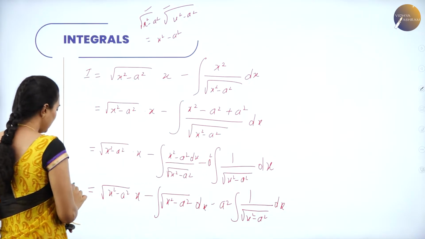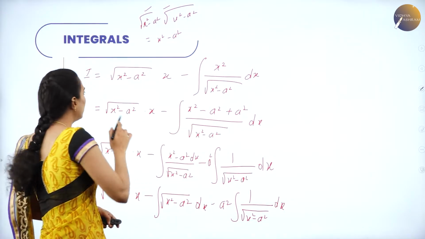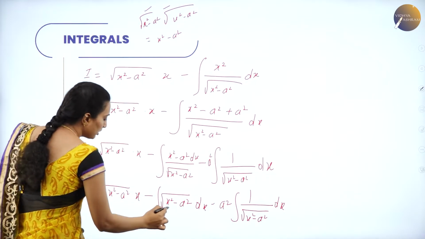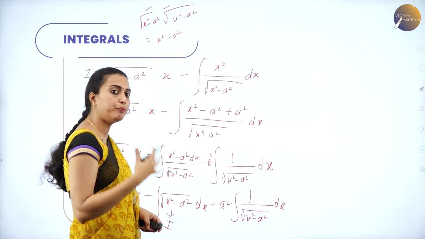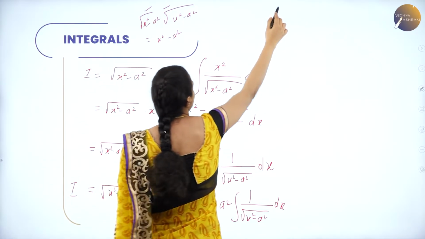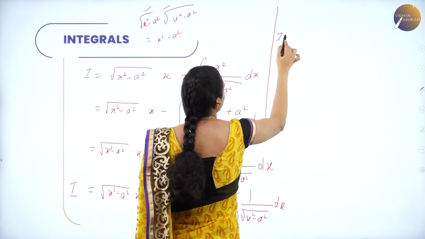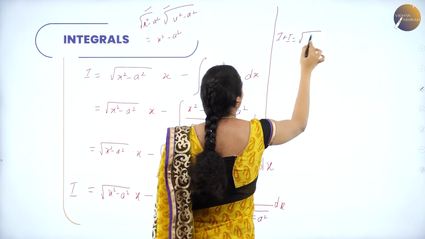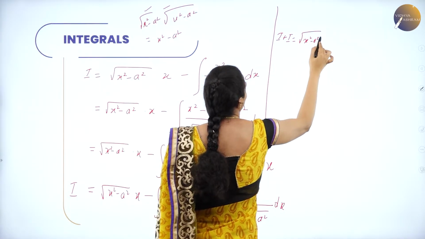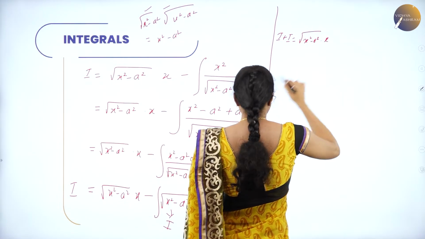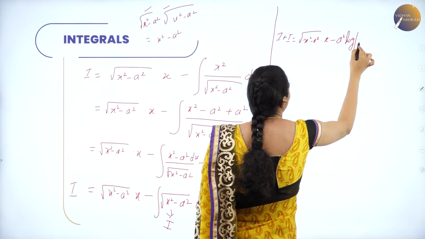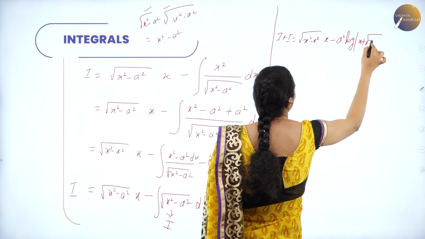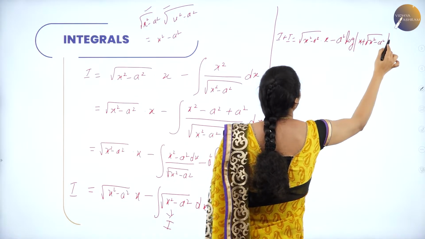Now here, on the left hand side you are already having what? It is nothing but I. Now here, what will this become? I only. Now minus I taking to that side, it will become plus I. So I plus I, what happens? So you can have I plus I equal to root x square minus a squared into x, minus a squared into, this will become log of modulus of x plus under the root of x squared minus a squared, plus c.